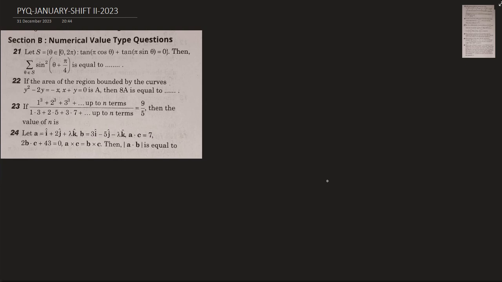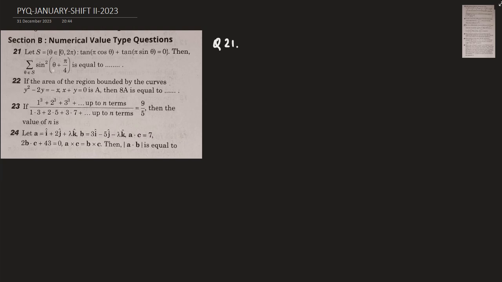Hello students, in this video we are going to solve the questions of the January 2023 IIT JEE paper, shift 2, section B, numerical value type questions. Now question number 21 says: let S be this set, then you have to find the value of this summation.